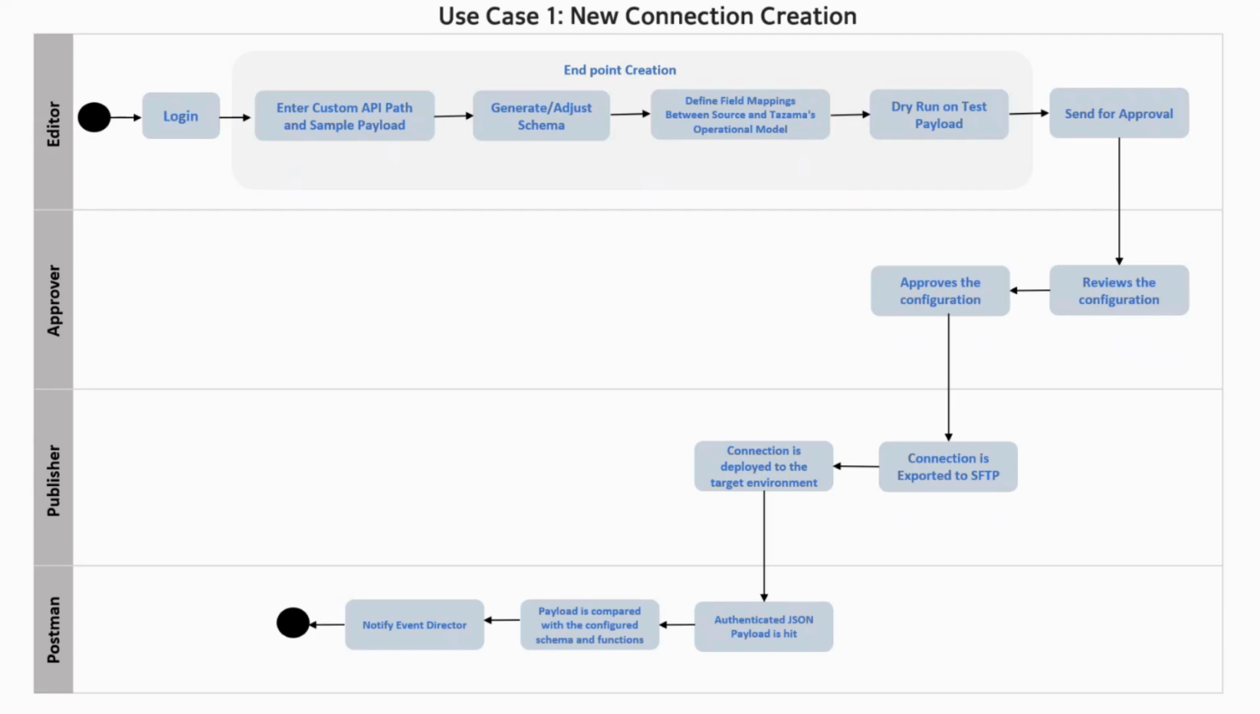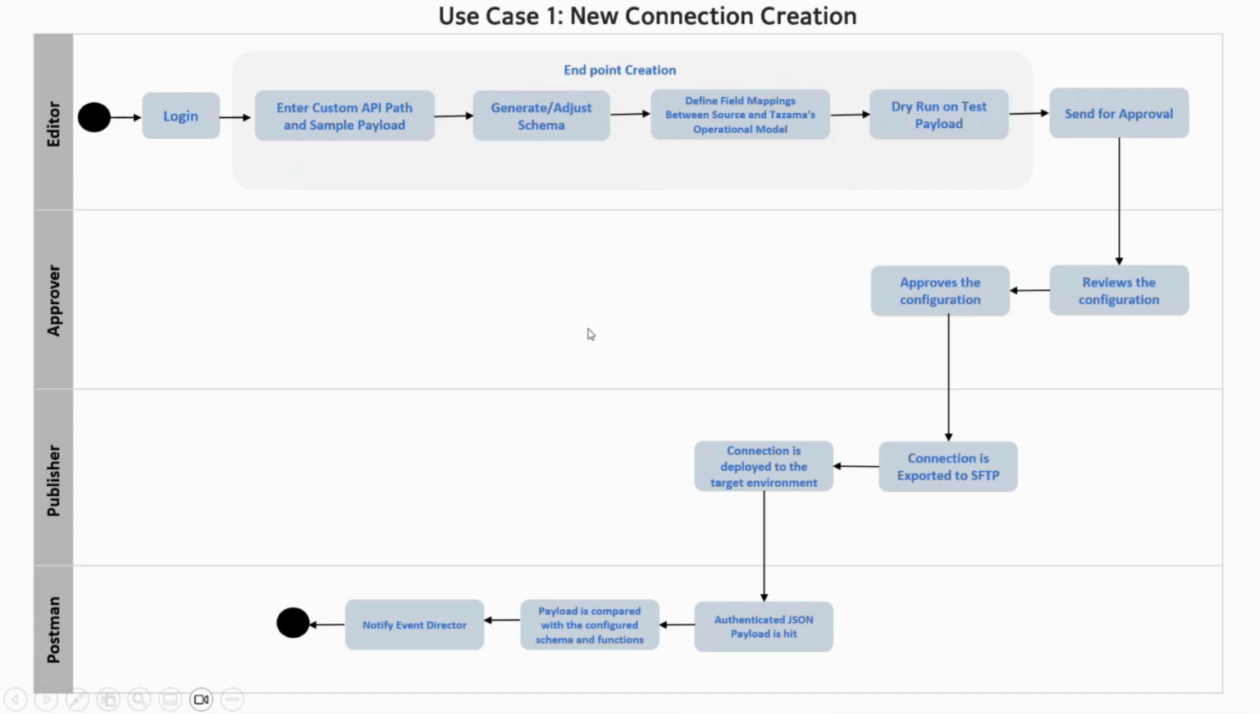For this video, let's walk through the first use case that we're going to demonstrate, which is the new endpoint creation using TCS. So the editor logs in to the system, which is the dev environment, and creates a custom API path along with a sample payload. They generate and adjust the schema, and after a dry run to test the payload, the endpoint is sent for approval. Once approved, the endpoint is exported and deployed to UAT. This entire process from creation to deployment is now independent from any development bottlenecks.